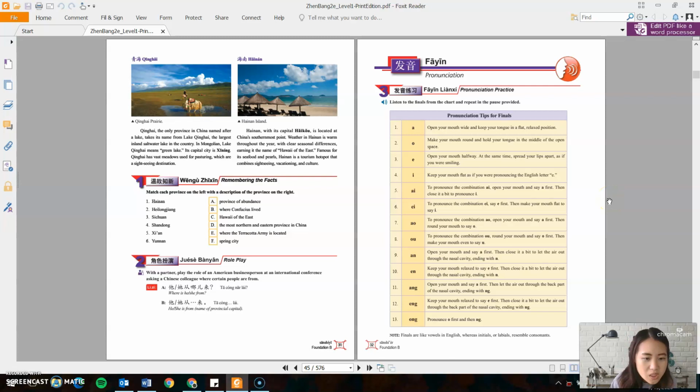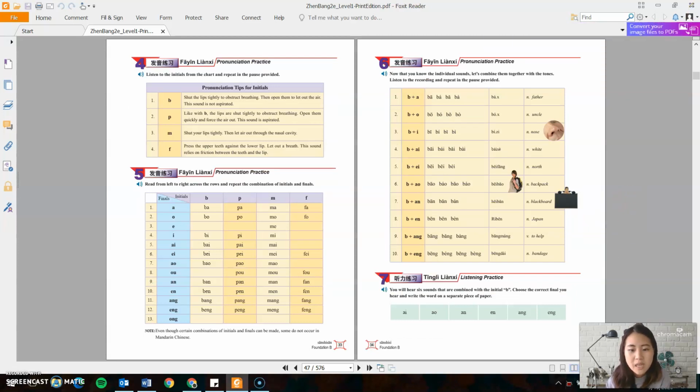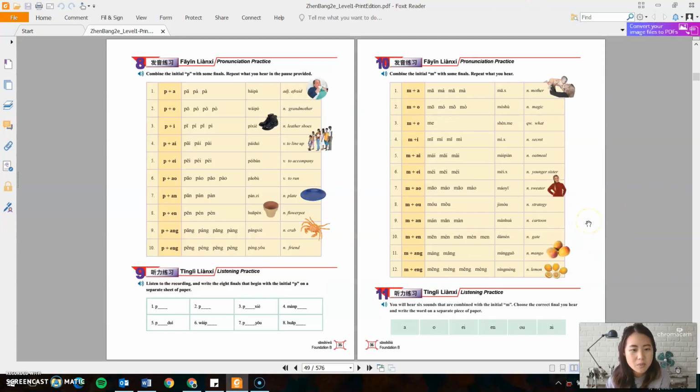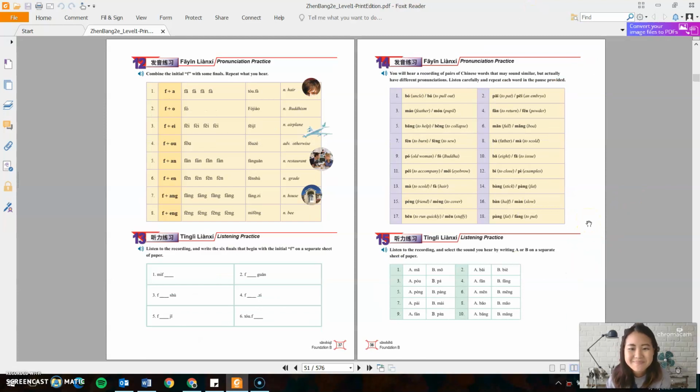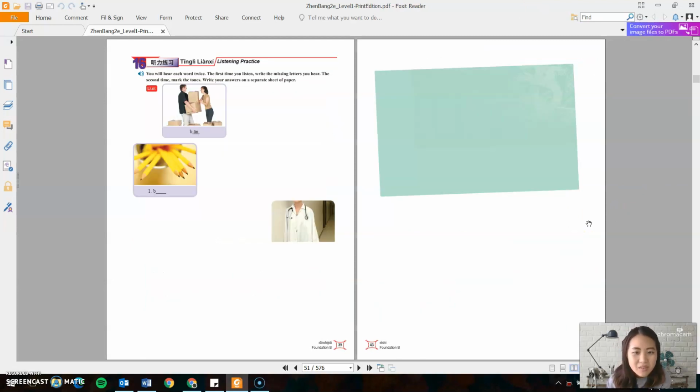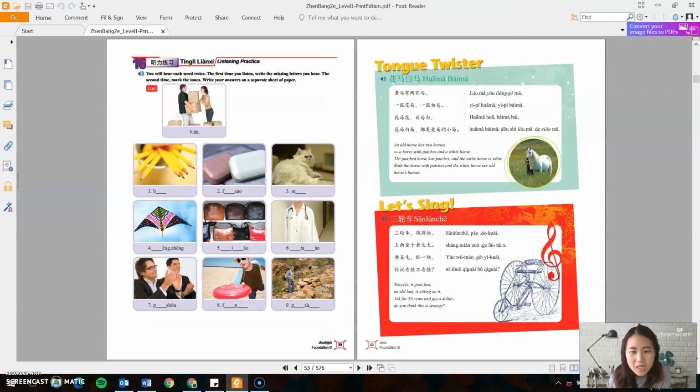Let's see. 温故知新, I am going to skip 角色, I pronounce it 角色 where I'm from. 扮演, I will skip that as well. We will do it in class. 发音, same thing. We will do these in class. These exercises, again, I'm skipping because we will do them in class. Okay. All right. Tongue twister and let's sing.